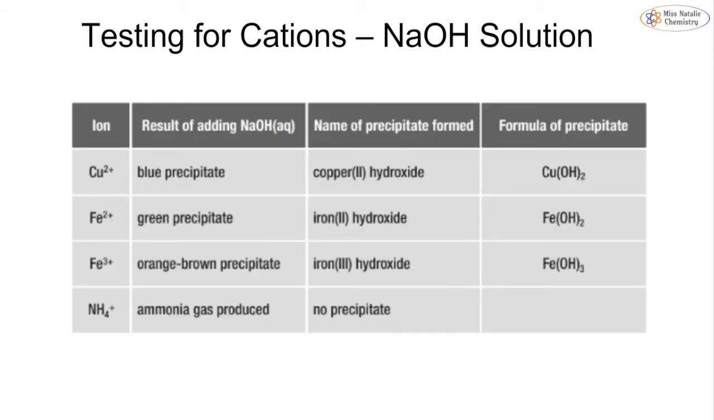So just to summarise, if you use the NaOH solution, you can either get your precipitates or you can get your gas being formed if it is for ammonium. And that's how you test for those cations. We run these tests on a specific salt or a specific solid, and we get one of these positive results. It tells us that that cation is present.